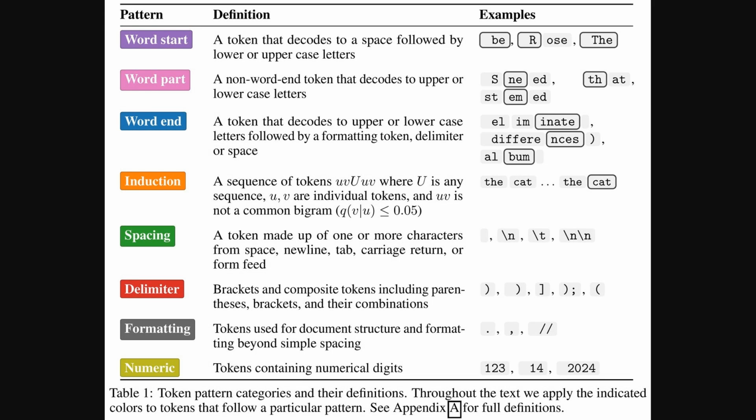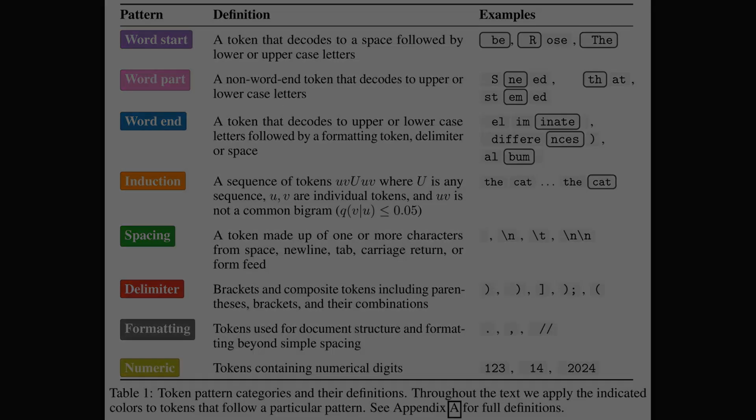So to make sense of those colors in the serpent plot, this table breaks down the 8 different token patterns the researchers used. You can see categories for the basic structure of words, like word start in purple, word part in pink, and word end in blue. Then there are more functional patterns, like the orange induction pattern, which represents a specific sequence that helps models copy text. And importantly, here's the green spacing category, which includes spaces and new lines, the very tokens that form that unique fin structure we just saw.